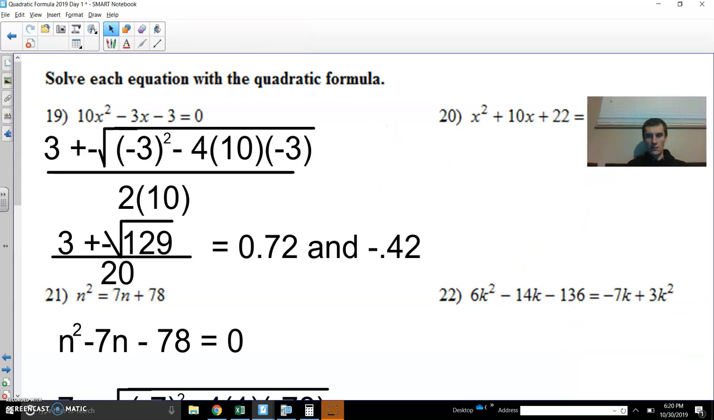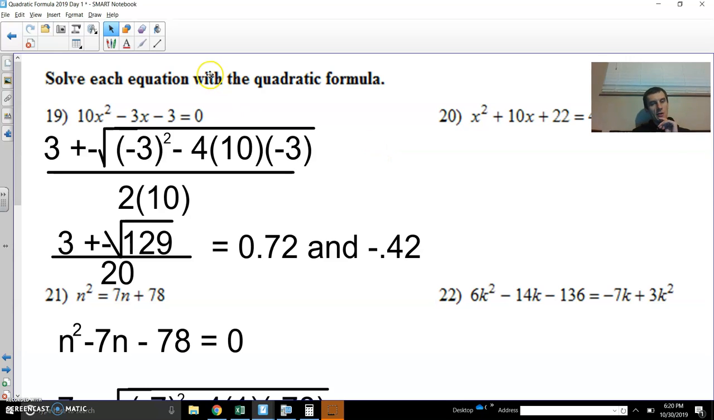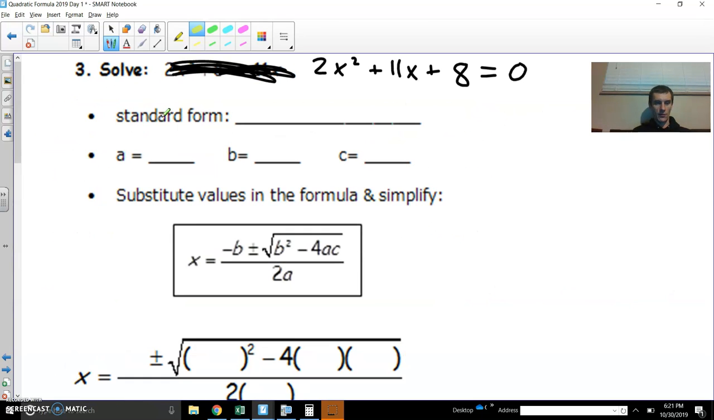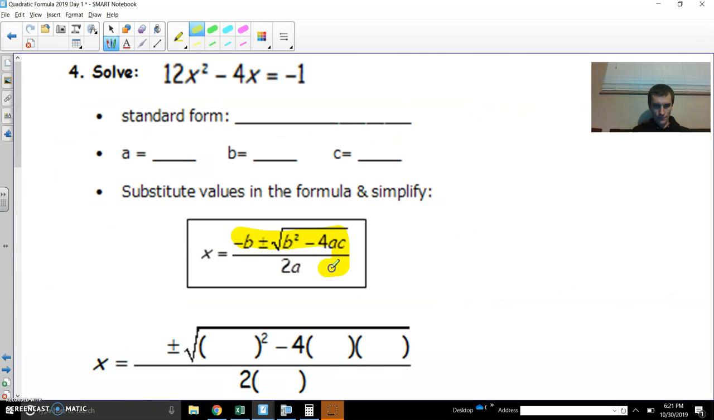Last section, we're going to solve each equation here using the quadratic formula. And so I'm going to do 19 and 21 for a moment. First thing you want to understand is how to identify A, B, and C. A is 10, B is negative 3, C is negative 3. So we are plugging that into this formula that I was talking about earlier.